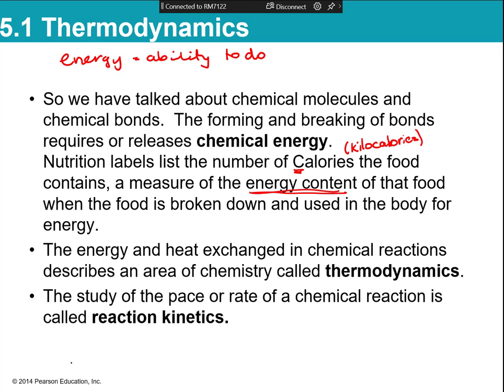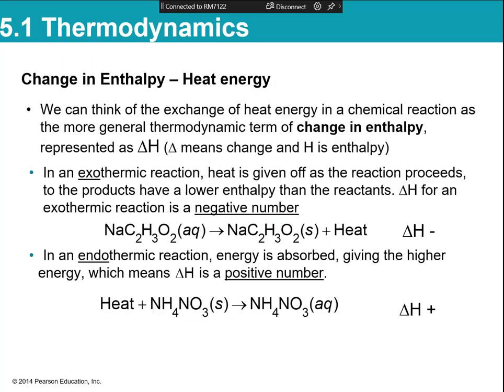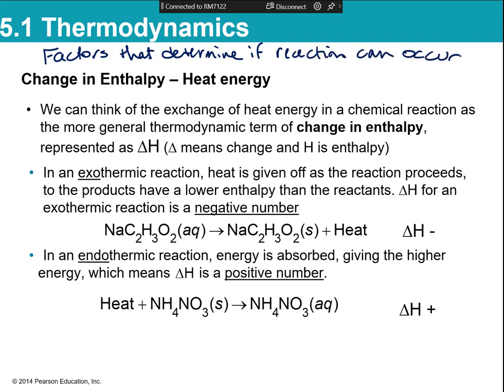So the first part is, why do reactions actually occur? What is the rule for energy effects and whether or not a reaction happens? There's a couple of factors that are going to determine if a reaction can occur. The first one has to do with the heat exchange in the reaction.